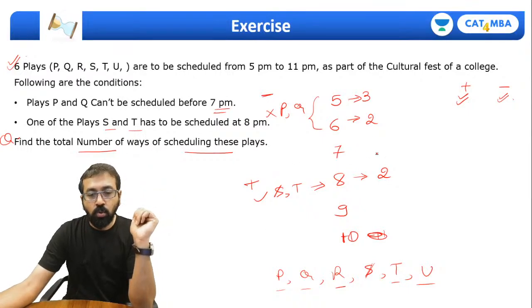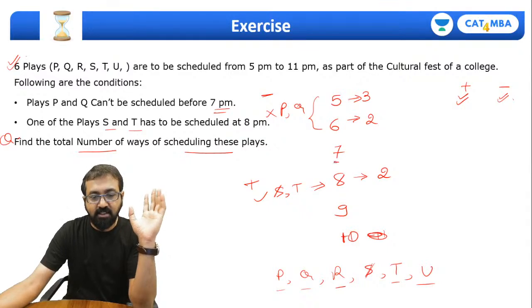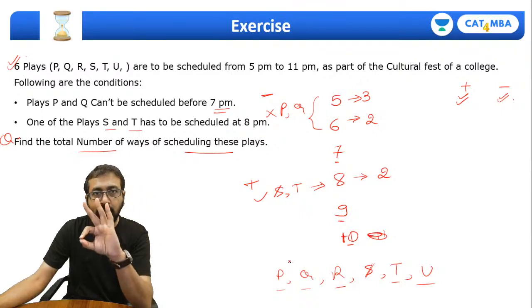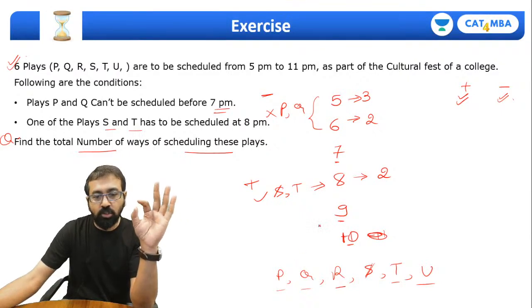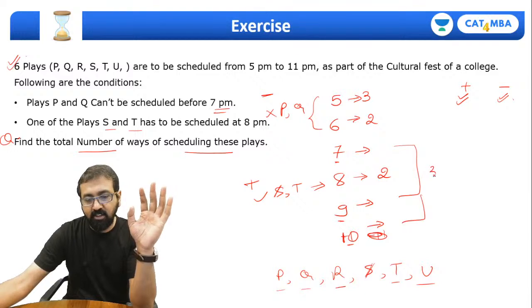Fine. So now we have satisfied those constraints. Now we are left with the 7 p.m. slot, 9 p.m. slot and 10 p.m. slot, and we are left with 3 plays. So can I say those 3 plays can be placed on these 3 slots in 3 factorial ways? So these 3 slots can be filled in 3 factorial ways.